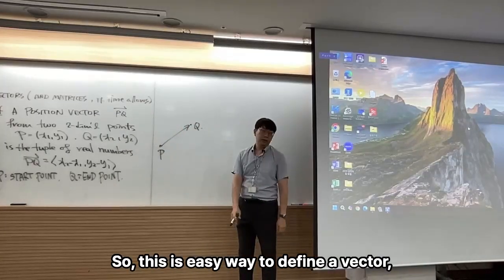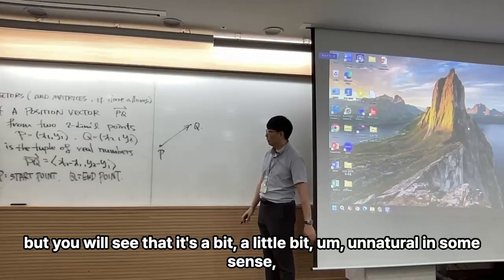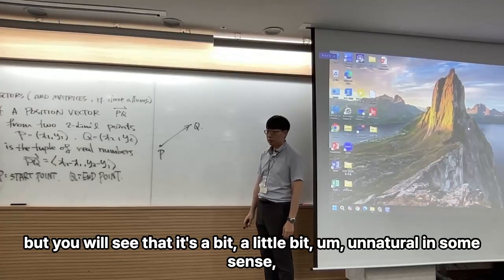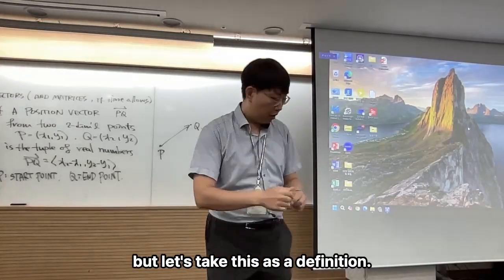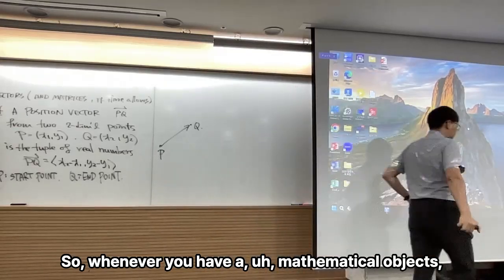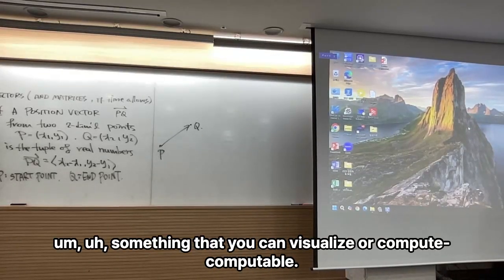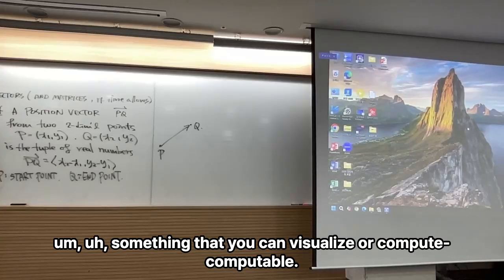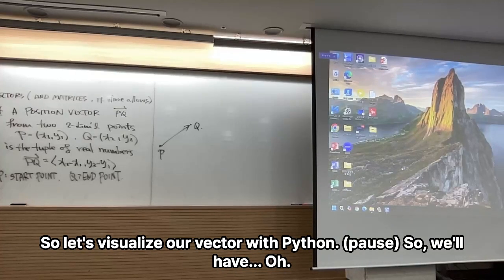So this is an easy way to define a vector, but you will see that it's a little bit unnatural in some sense, but let's take this as a definition. Whenever you have mathematical objects, try to think about them as something that you can visualize or compute. So let's visualize our vector with Python.